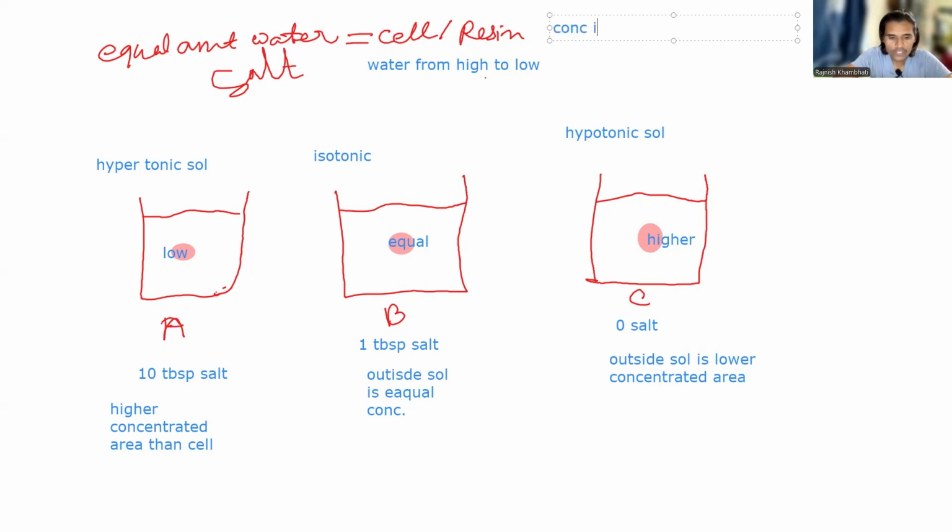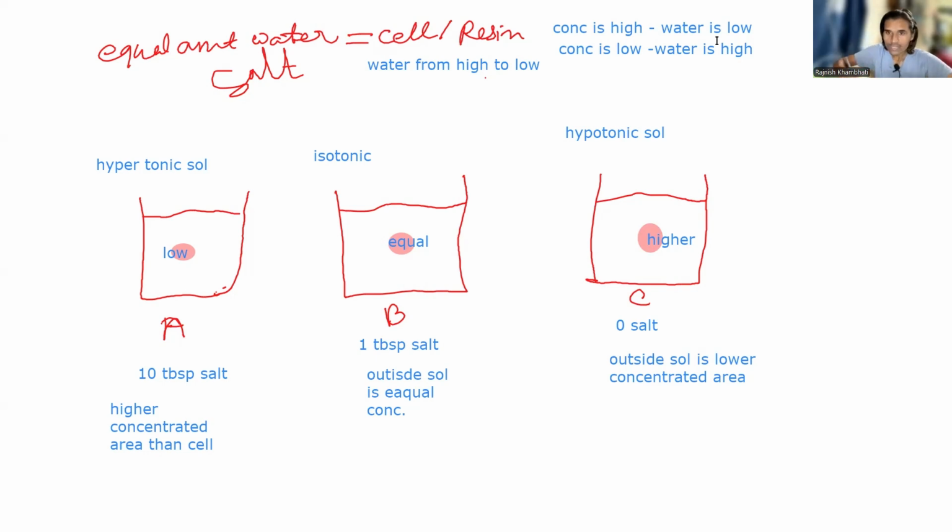Okay, concentration is high over there, water is low, and vice versa. When concentration is high, water is always low in that region, and when concentration is low, that means over there water is high. Now apply this rule over here. Wherever concentration is high, water is low.